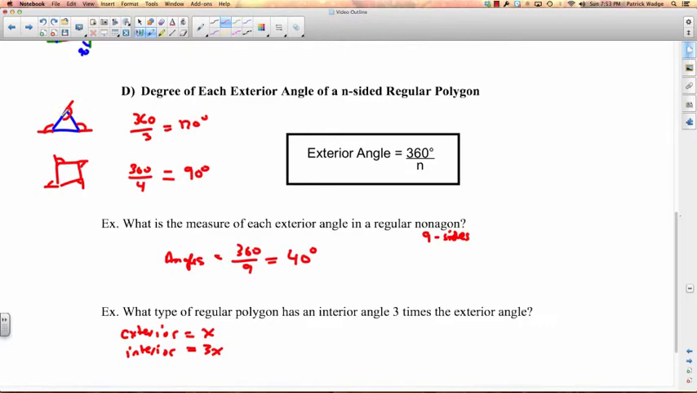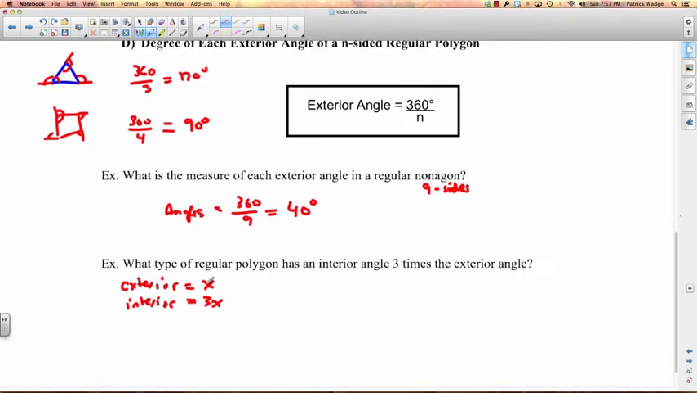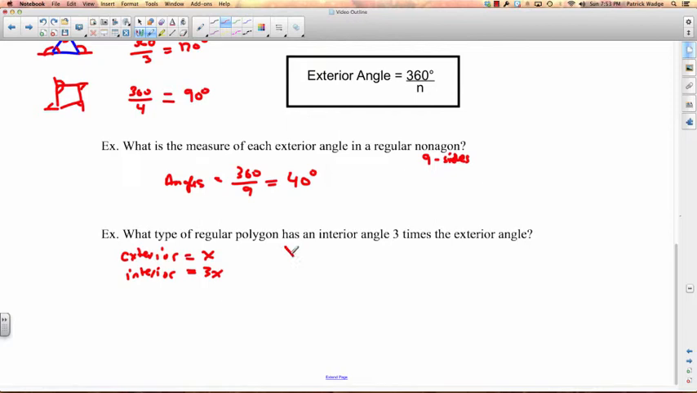Well, it's a straight line. It equals 180. This plus this, straight line, 180. This plus this, straight line, 180. So these two things together, the x plus the 3x, has to equal 180. So we'll just solve this. X plus 3x is 4x. Divide both sides by 4. And you get that x equals 45 degrees. So the exterior angles are equal to 45 degrees. The interior are 3 times as much, so that's 135 degrees.